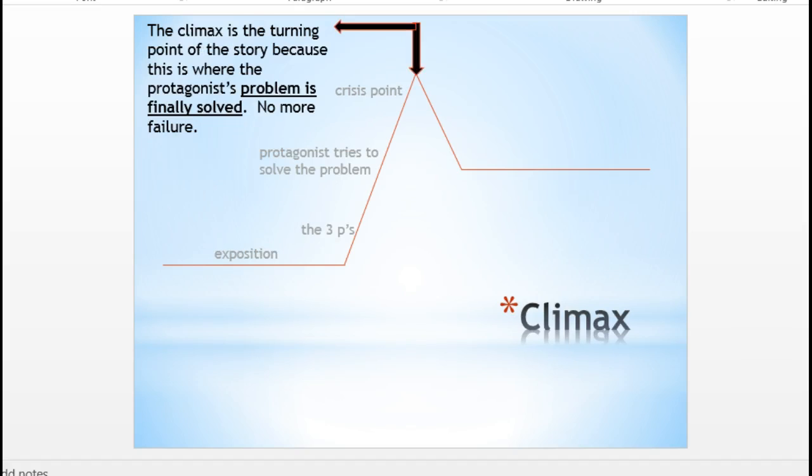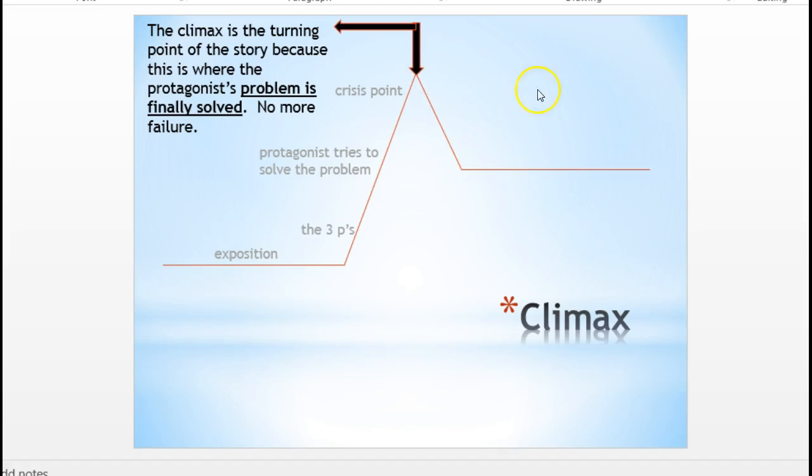And then this is called the crisis point or the turning point of a story. And this is really best defined as the moment that the initial problem that was introduced here, the main one, is going to be solved one way or the other. Success, failure of sorts, I'll explain more about that in a moment, or something, but that problem is not going to exist anymore after this point.